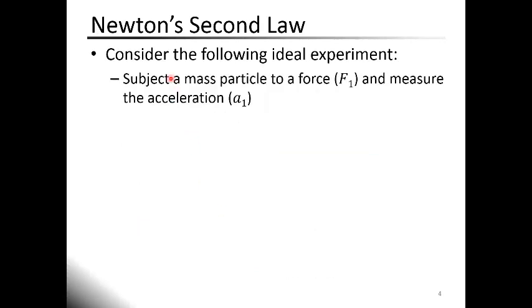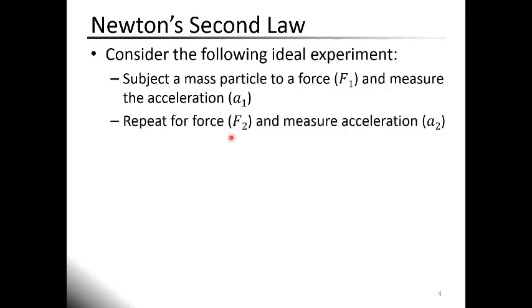Newton's second law was verified several times experimentally and can be verified using what's called an ideal experiment. If we have a mass particle and this particle is subjected to a force F1, of magnitude F1 in a specific direction, and if we are able to measure the acceleration of this particle under this force, the acceleration in this case is called A1. If we take the exact same particle and subject it to another force called F2, this force will accelerate the particle with an acceleration of A2.